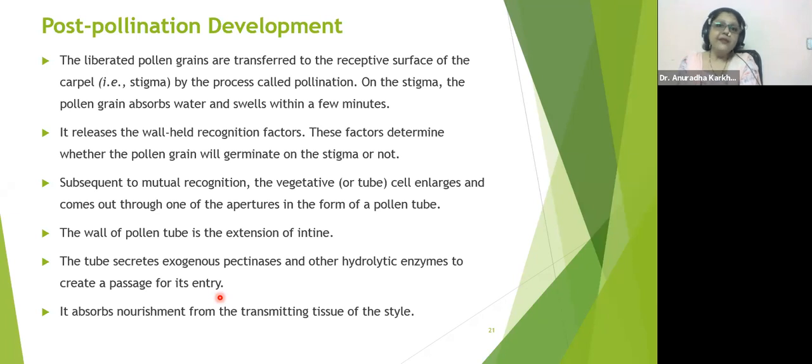So to make a passage, to make a pathway for the pollen tube is very difficult because the style is there in between. The style is made up of pectin, tissue containing pectin. So it is difficult to pierce through the style. So what is the easier way?